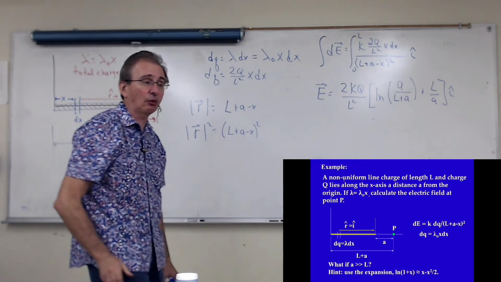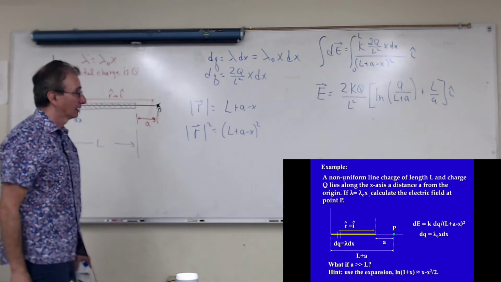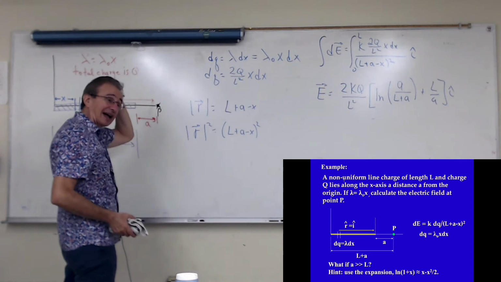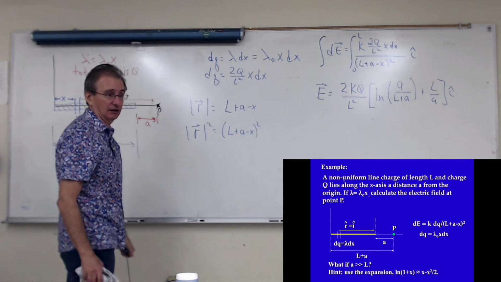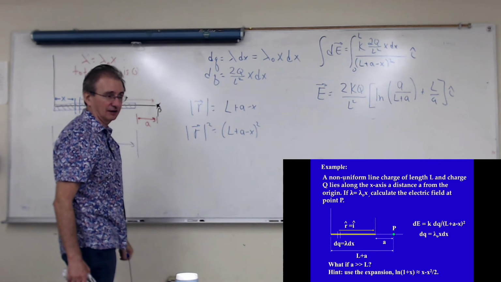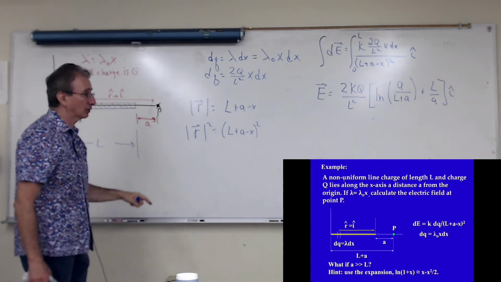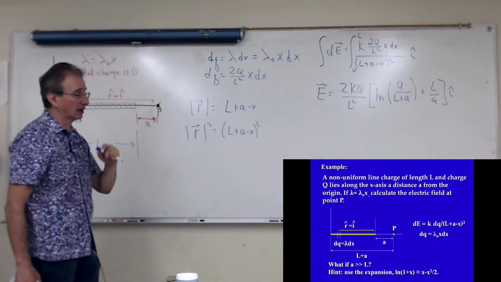What if you're real far away? What if you're real far away from the rod? The rod's got to look like a point charge again. So let's look at what happens when you're really far away. Let's look at what happens when A is much, much bigger than L.